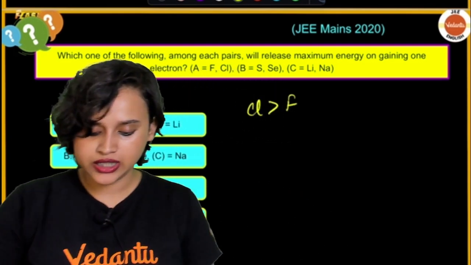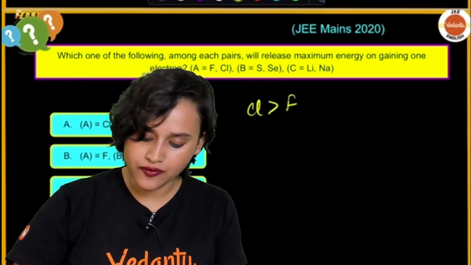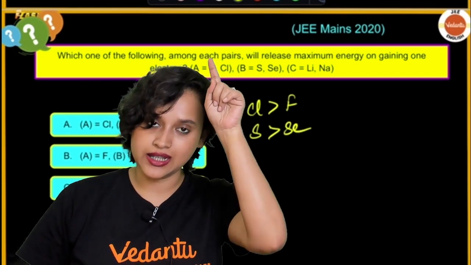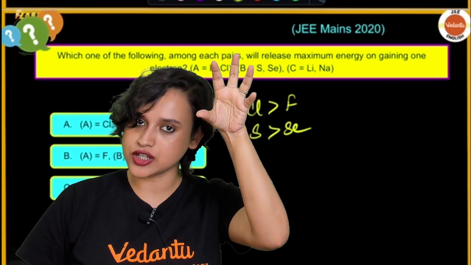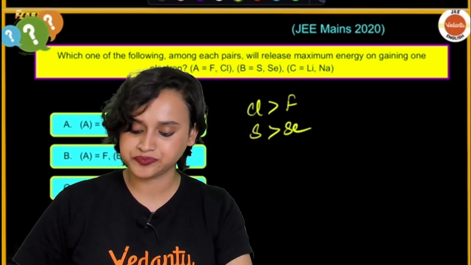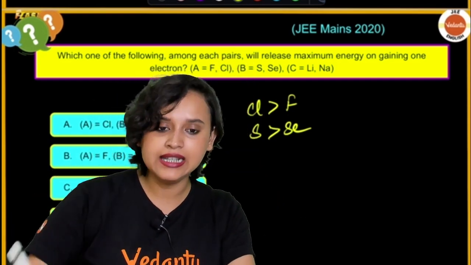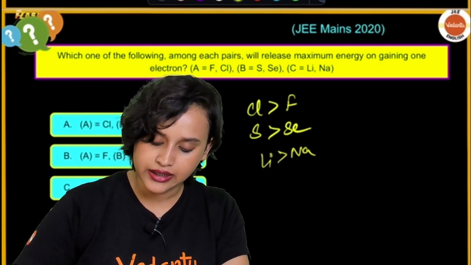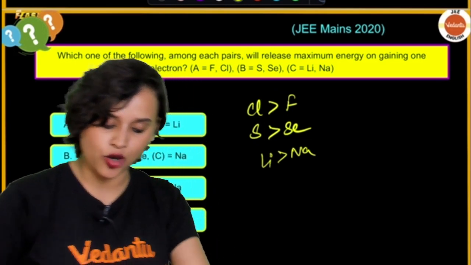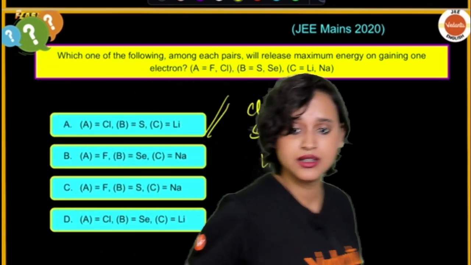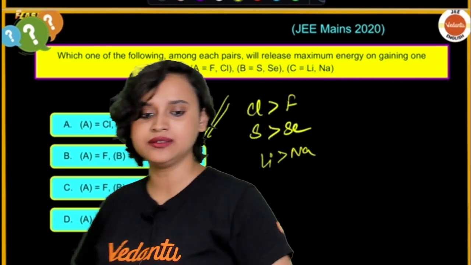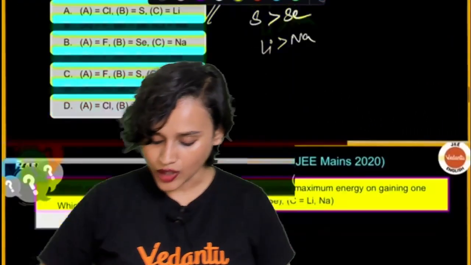Then what about sulfur and selenium? Sulfur will definitely have more energy than selenium, right? Because it's on the top, so the electron affinity of the smaller atom is always higher. And then it is lithium and sodium. Again, no brainer here. Lithium will have more energy than sodium. So that means that option A is the correct answer. I hope I'm not wrong. Please have a look, everybody. I guess it is option A, right? Yes. Cool. Moving on.